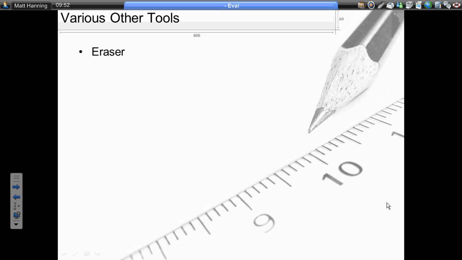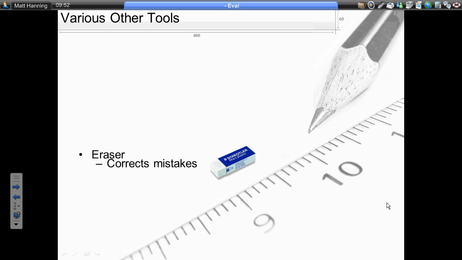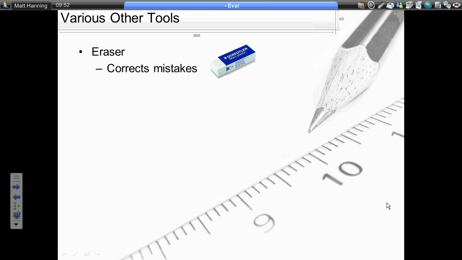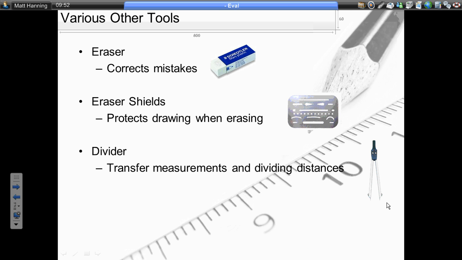So various other tools. Who said eraser? Zach, this one goes to you. Eraser, to correct your mistakes. Eraser shield, Noah.